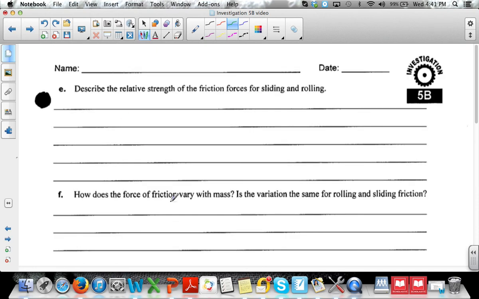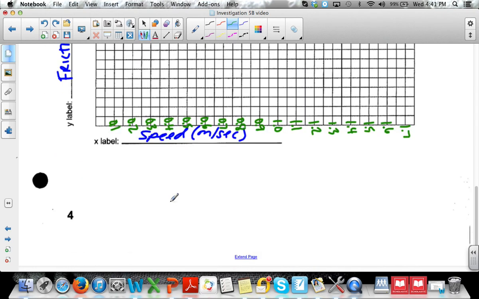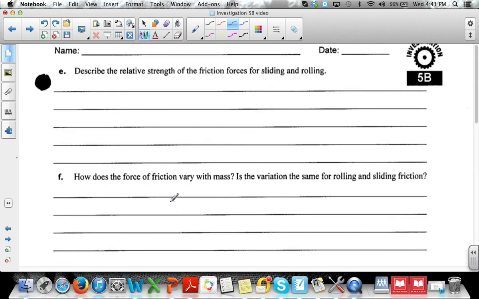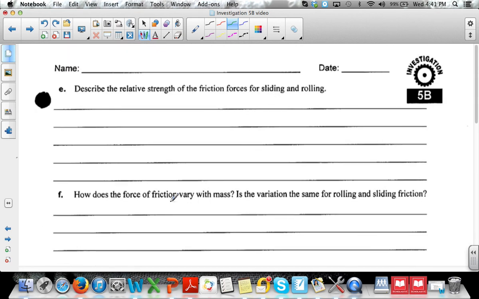Alright, so that is the end of that worksheet. So we're going to be working on this for Thursday and Friday, and possibly Monday, depending on how far we get. So I will be on Skype and Blue Jeans if you guys need help.